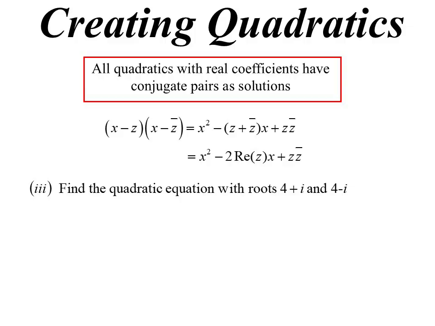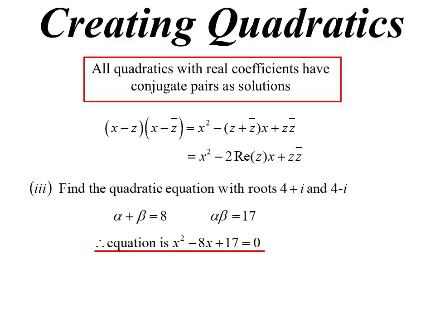If I want to create the quadratic equation then that has roots 4 plus i, 4 minus i, I probably wouldn't write this down because I'd just look at it and do it, but the sum then is 8. See, the imaginary parts cancel out. The product, sum of two squares, 16 plus 1, 17. So there's my equation. x squared minus 8x plus 17 is equal to 0.